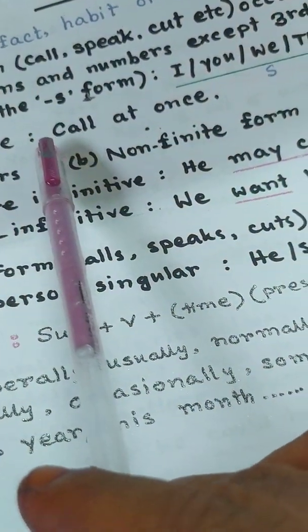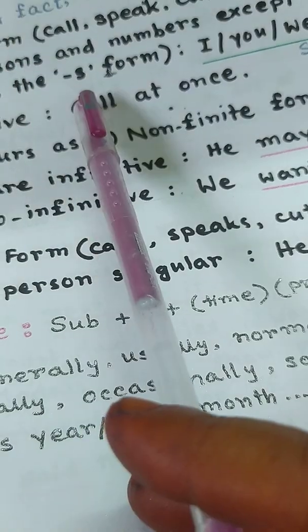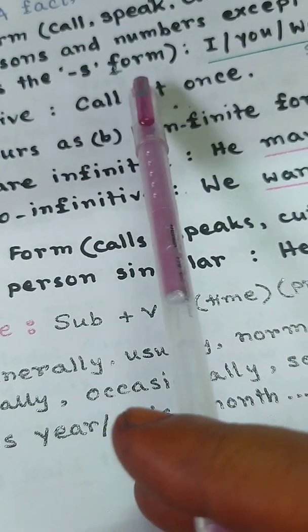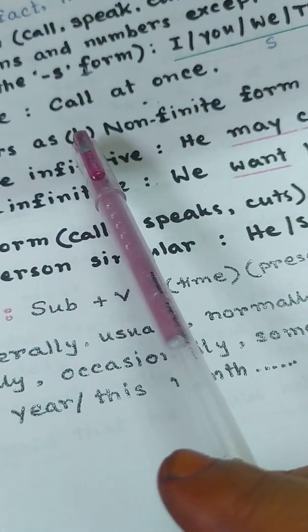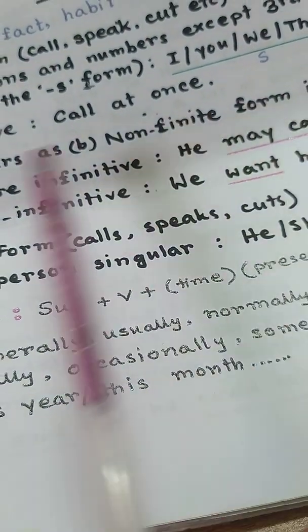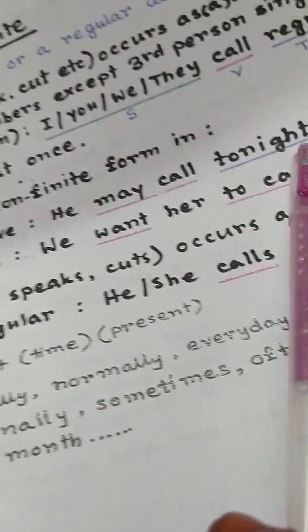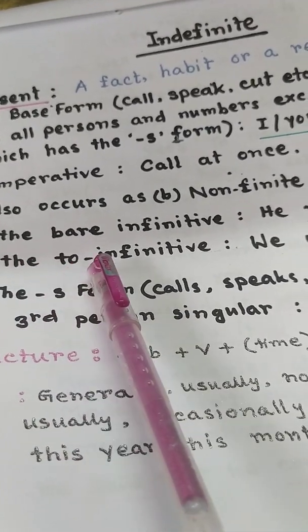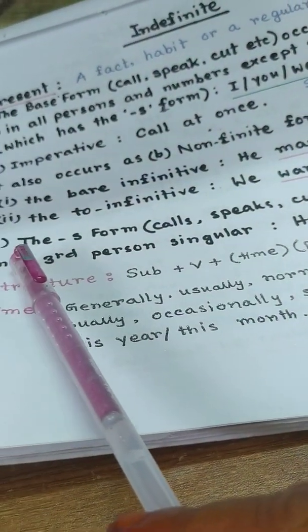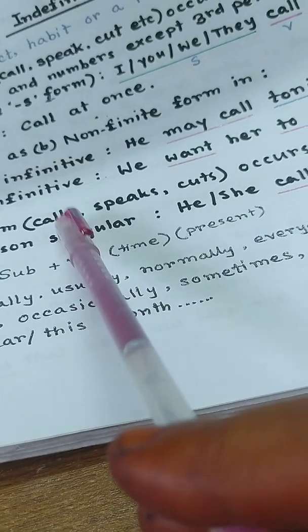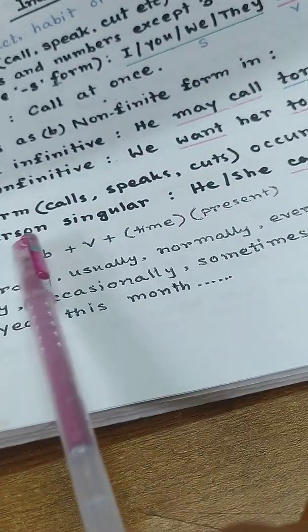Then if the sentence is imperative, the verb will begin the sentence, like this one: call at once. Then it also occurs as a non-finite form in the bare infinitive. Look at the sentence structure. He may call tonight. Number 2, the to-infinitive: we want her to call. Then the S form, look at this: the S forms calls, speaks, cuts occur as a finite form in third person singular.